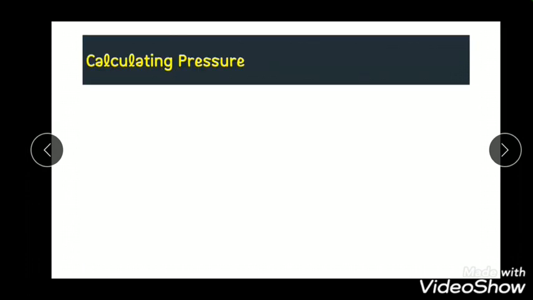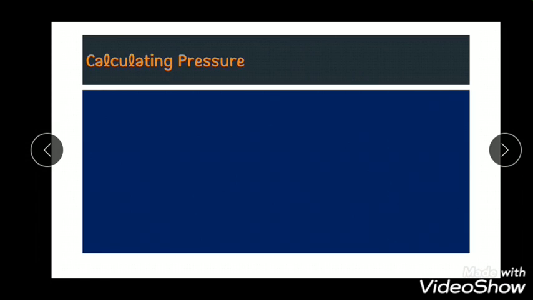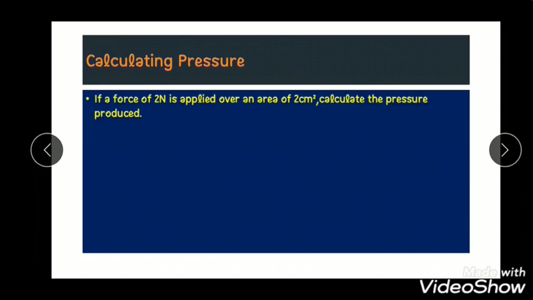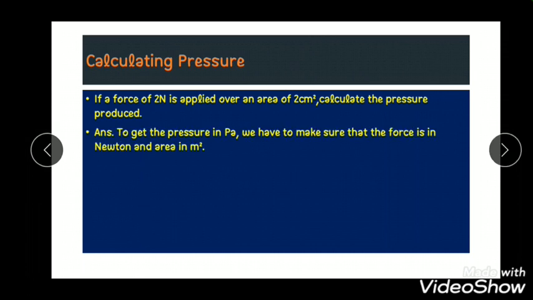Now we are going to calculate pressure. We'll start with the first problem. If a force of 2 Newton is applied over an area of 2 centimeter square, calculate the pressure produced. Here the force is 2 Newton, which is in SI unit, but the area is not in SI unit, so we have to convert the area.